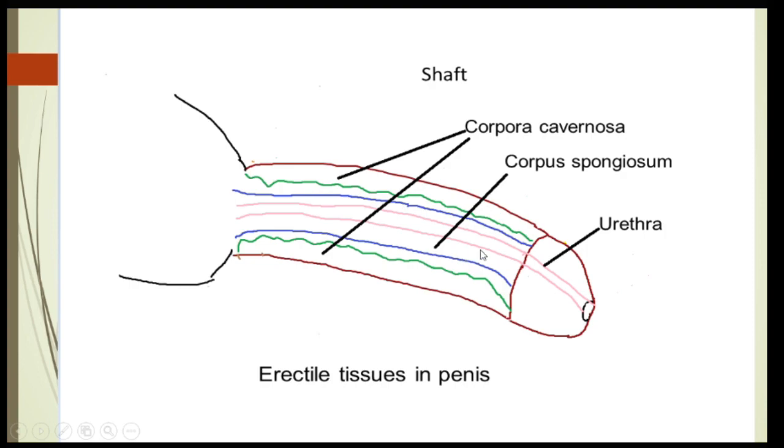You can see corpus spongiosum passes through the midline of the penis, but it is found on the ventral region. Ventral region means the lower region of the penis, the lower side of the penis. And these corpora cavernosa, these are the two columns. So these two columns are found on the dorsal side, or they are found dorsolaterally.